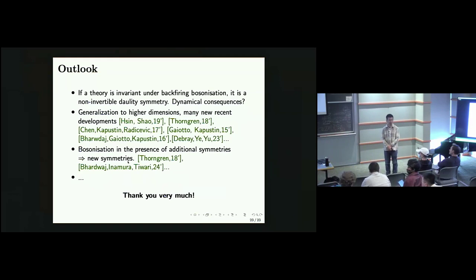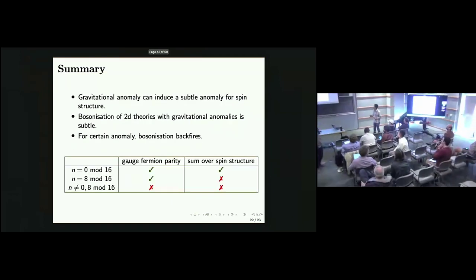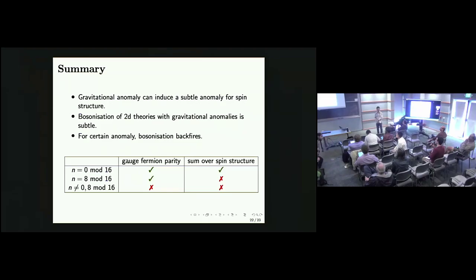So can you go to the previous slide? Okay. So you're saying that when n is 8 mod 16, can you explain why it makes sense to gauge fermion parity in general, and why it's a fermionic theory? You explained it in one example of 8 chiral fermions, but why is that always true?